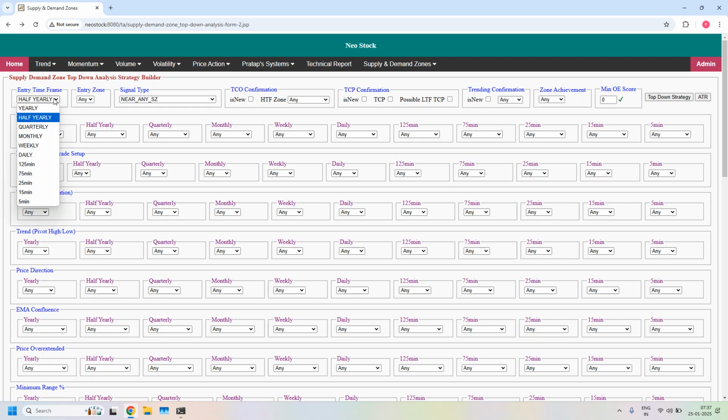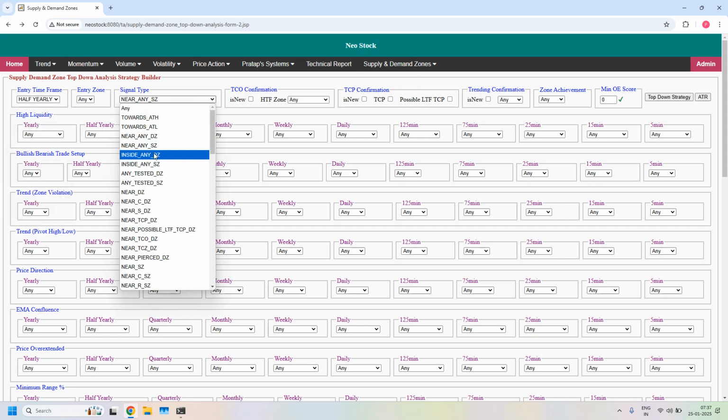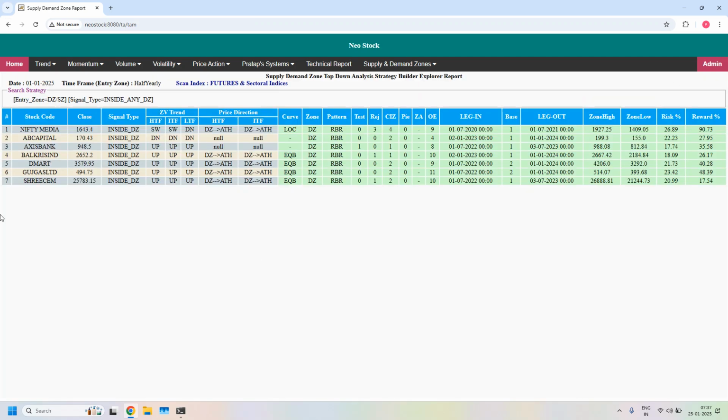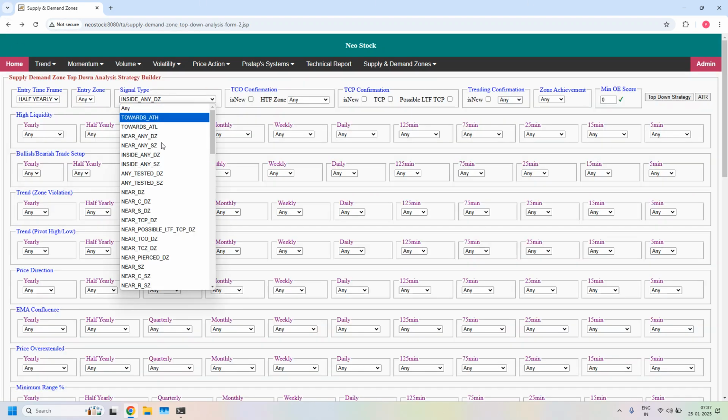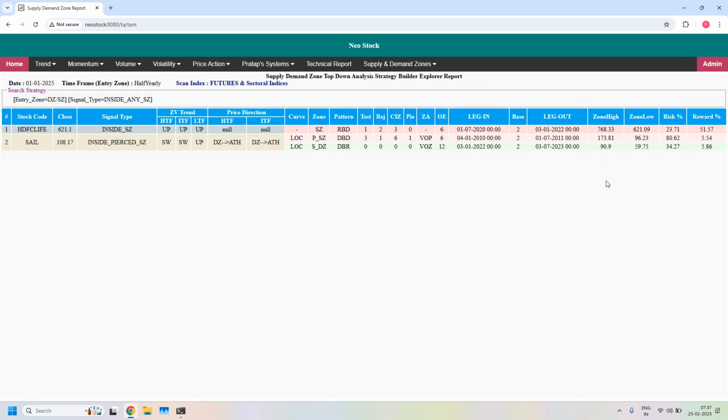Next, half yearly time frame. Price closed inside the half yearly demand zone. 7 stocks are filtered. Next, half yearly time frame. Price closed inside half yearly supply zone. 2 stocks are filtered.